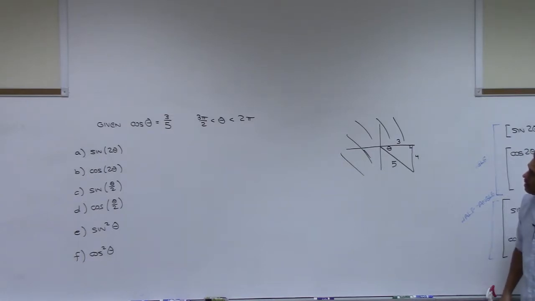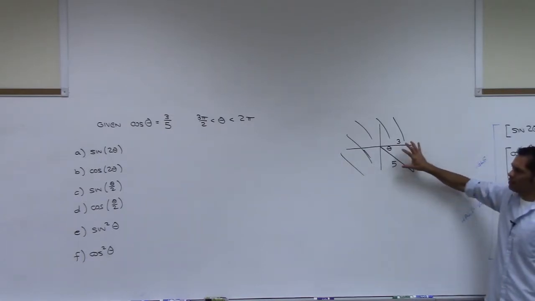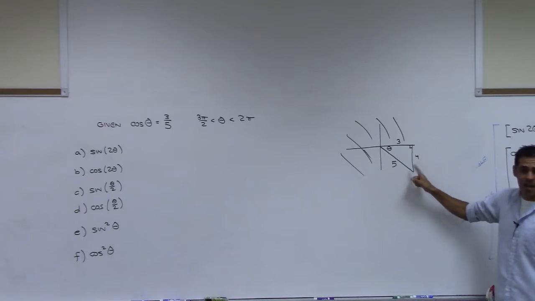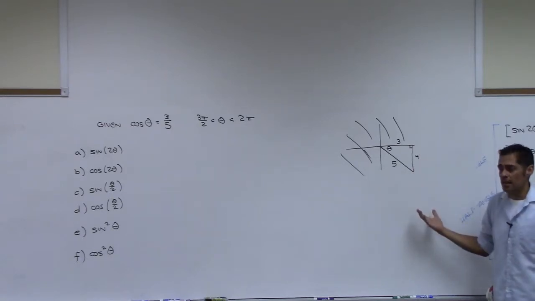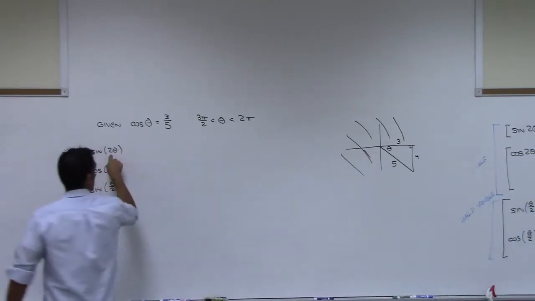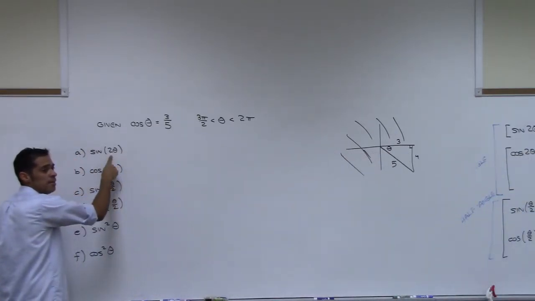Okay. Now, why is it that I wanted this triangle? We need to take a step back. Why do I want to make this triangle? Because this will tell me what sine theta is. But why do I need sine theta? Because that's what A is asking. Well, A is asking for sine of 2 theta, not sine of theta. We're just finding the one piece, and then we're going to put it into there.